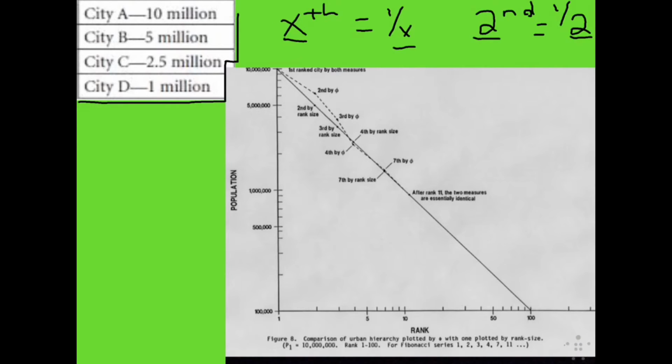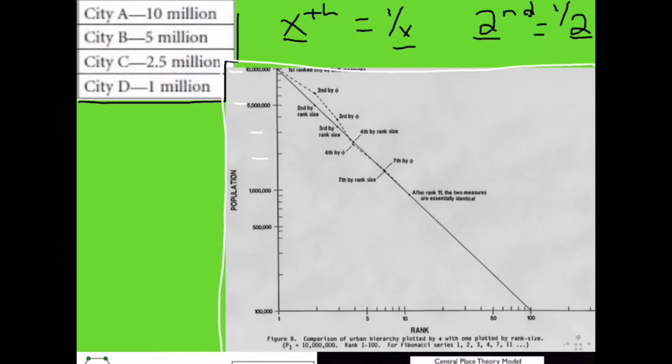Now, the graph on your bottom right may look confusing, but it's actually pretty simple. First ranked city, 10 million. Second ranked city, about 5 million. Third ranked goes down from there, 2.5, fourth, 1.5, and so forth. You can see that there according to the rank size rule. Again, this is assuming a perfect model, just like all the other models are.